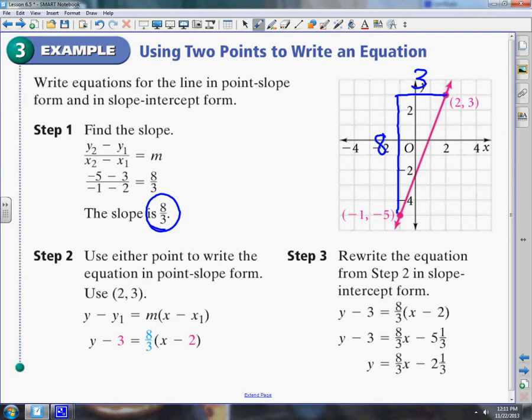And then when you write it in slope-intercept form, you have the slope and then you have the y-intercept, which is 2 1/3. Now, you really can't tell what the y-intercept is based on the graph because you'd just be guessing, and you don't want to ever just guess because it's not at an exact point. So what they did is they took the point-slope form from here and then they solved it. They distributed 8/3 to x minus 5 1/3, and then they added 3 to both sides. And then you get your slope-intercept form.